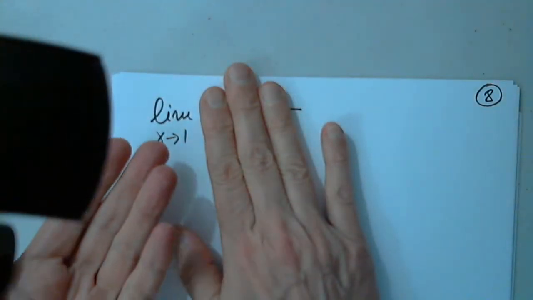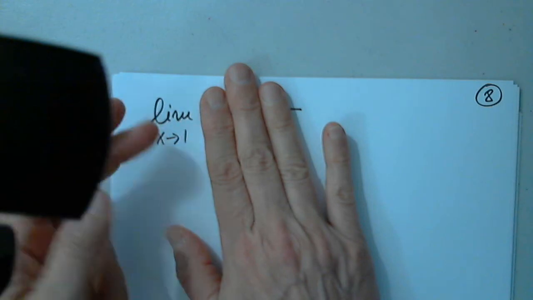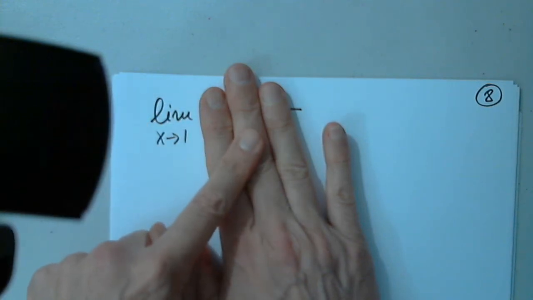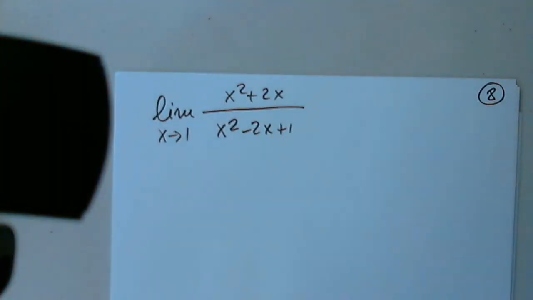Remember this, what does this operator do? It's asking us to find the tendency of this function when x approaches 1. So what is the first step? Anyone? What do we need to do first? Plug 1 into the equation.